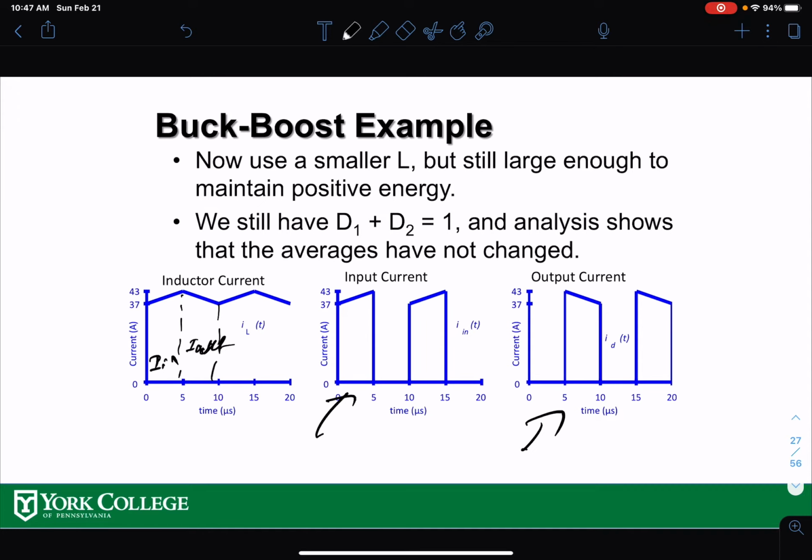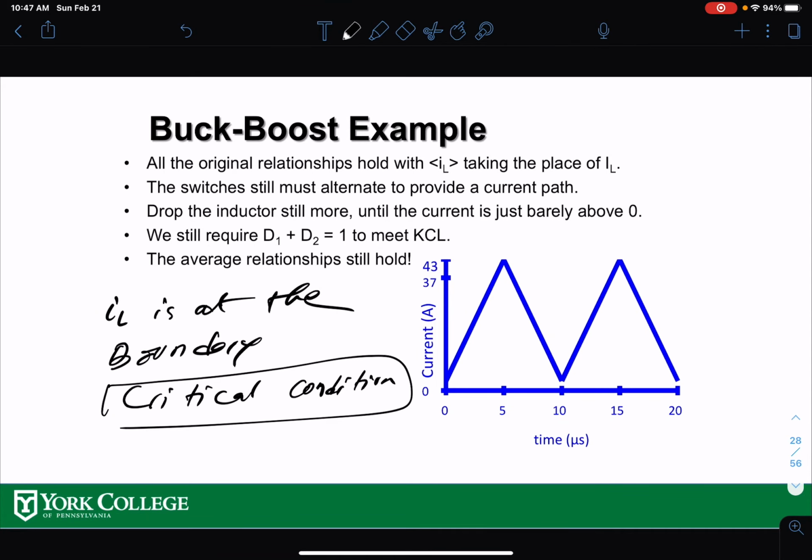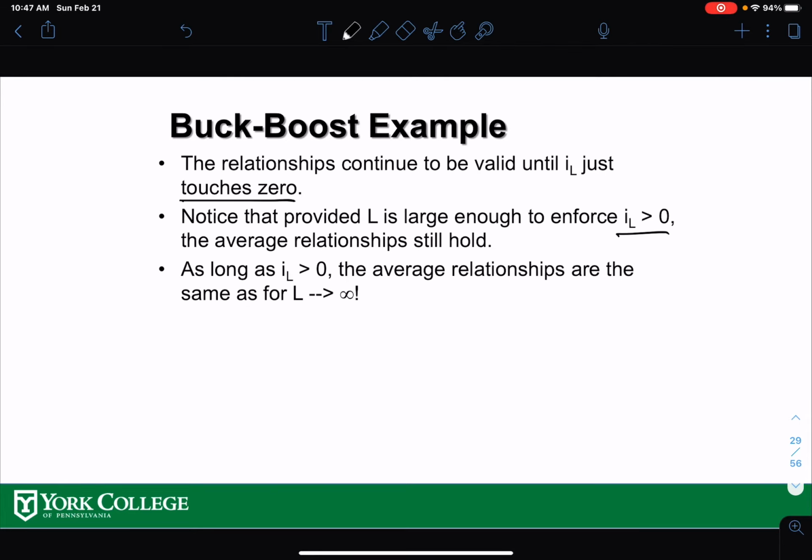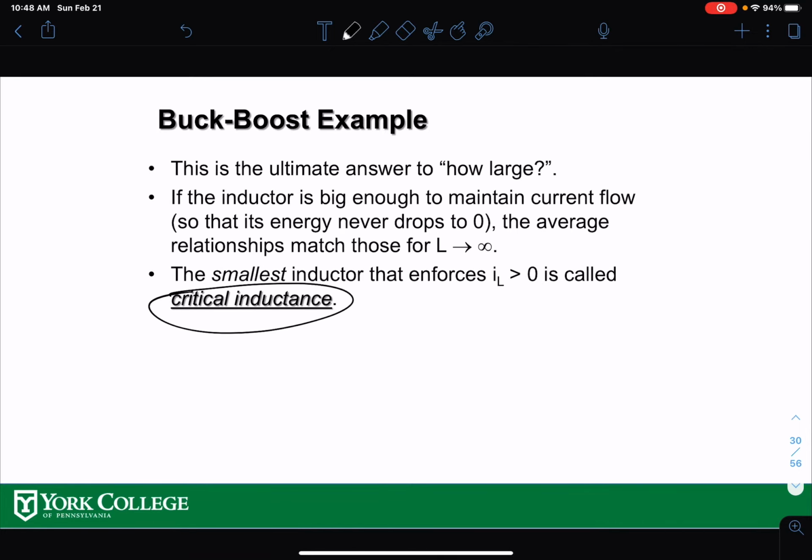Now in the critical condition again, IL is at the boundary. That means it's touching the zero, but not zero. That's the boundary condition, this critical condition. And we still have D1 plus D2 equal to 1. As I said, the same thing over here: it touches the zero, it's not zero. So IL is still positive all the time. It doesn't go to zero, but it is touching the zero.